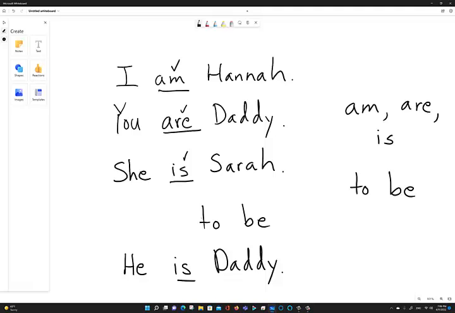Don't touch that, okay? All right. And this is a singular pronoun, okay? These are singular. These refer to singular pronouns: I, you, she, and he. You could also refer to a plural pronoun, but in this case, this is singular.